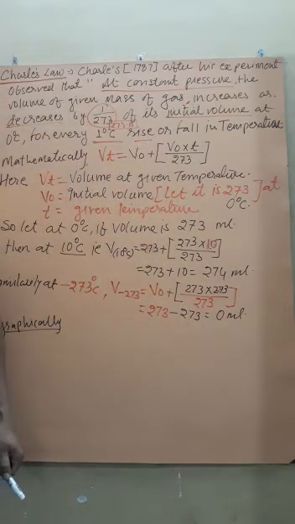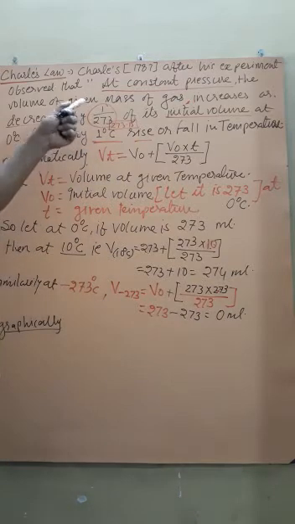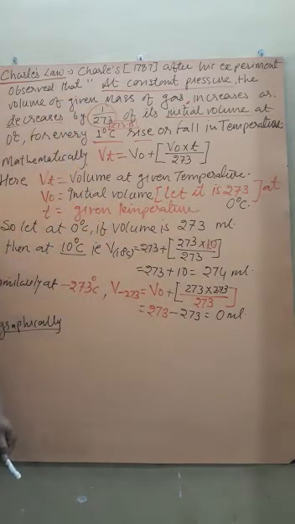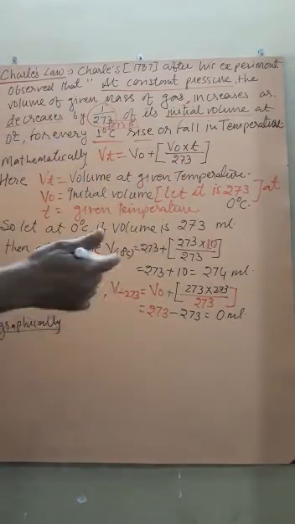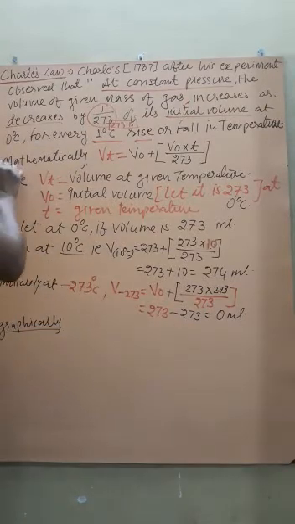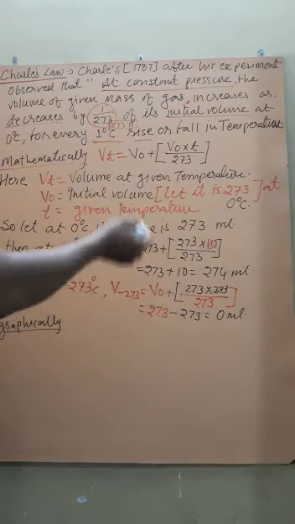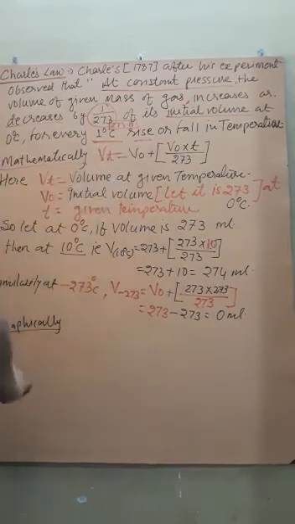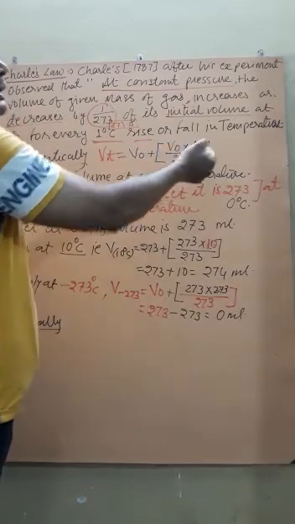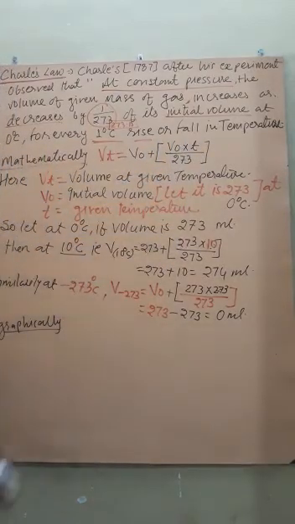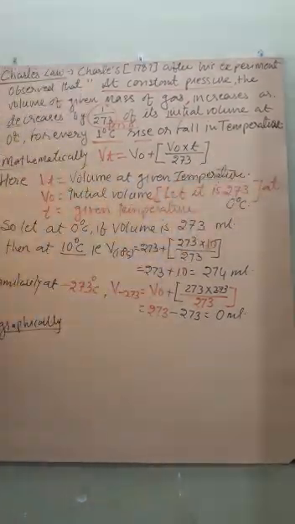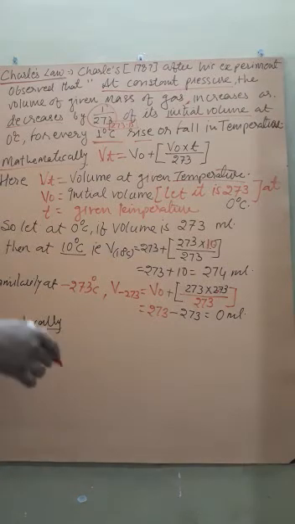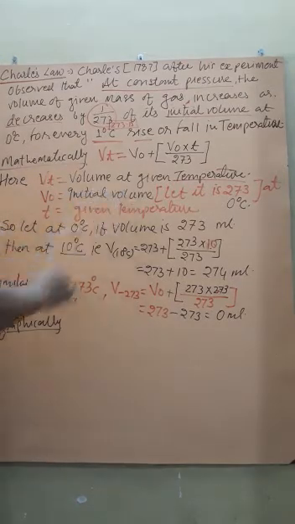So if we increase the temperature, the volume will increase by 1 upon 273 of its initial volume, and if we decrease the temperature, then the volume will decrease by 1 upon 273 of its initial volume. Mathematically, he has given the formula Vt is equal to V0 plus in bracket V0 multiplied by T divided by 273. Here Vt is the volume at a given temperature, that is, after the temperature increases or decreases from 0 degree constant temperature. V0 is the initial volume.